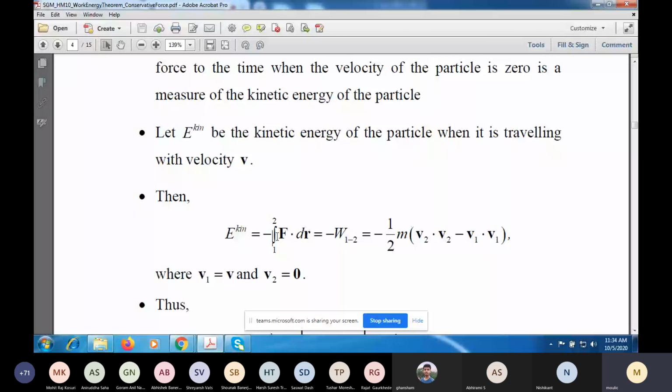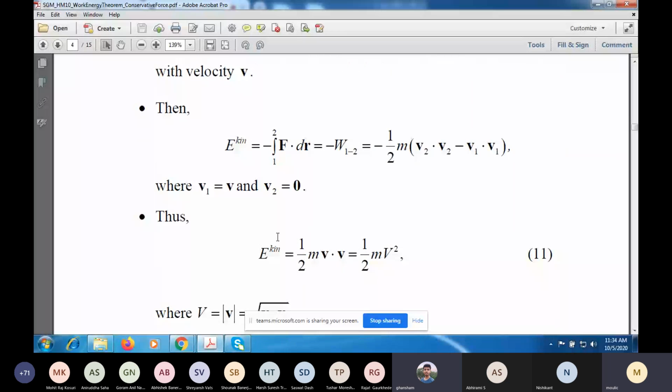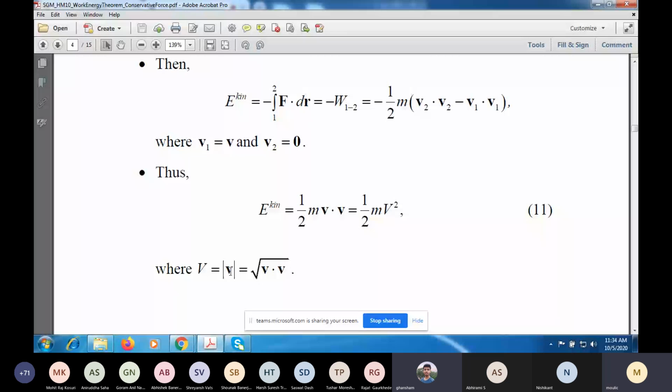Okay, so this is the work done by the particle. So you see that this becomes half m v dot v, or half m capital V squared, where capital V is the magnitude of the velocity, the speed, which is the square root of v dot v. Okay, now, any questions?